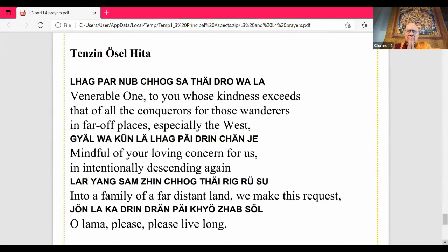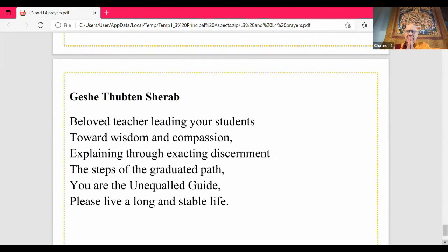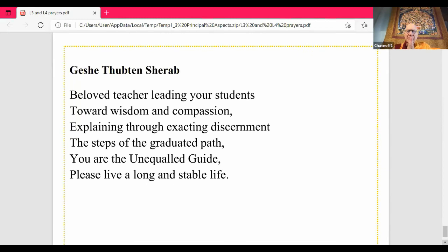Venerable Tenzin Osel, to you whose kindness exceeds that of all the conquerors, all the Buddhas of the past, for wanderers in far-off places, especially the West, mindful of your loving concern for us and intentionally descending again into a family of a far distant land, Spain, we make this request: O Lama, please live long. Geshe Sherab, beloved teacher, leading your students toward wisdom and compassion, explaining through exacting discernment the steps of the stages of the path, you who are the unequaled guide, please live a long and stable life.